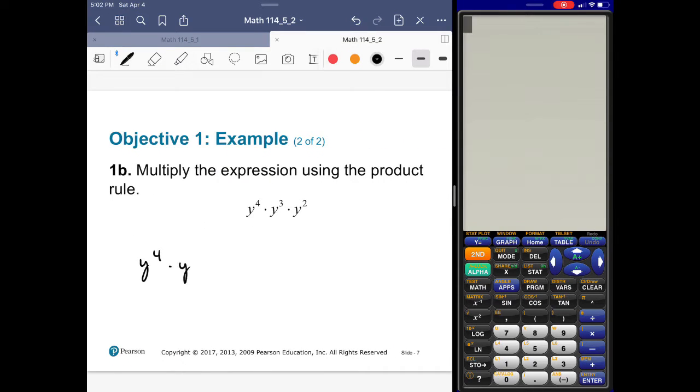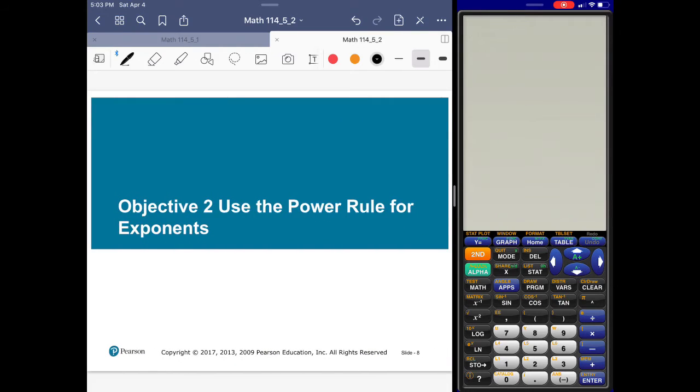So here we have y. They have the same base. So I have y to the 4th times y cubed times y squared, which equals y to the 4 plus 3 plus 2, which equals y to the 9th.